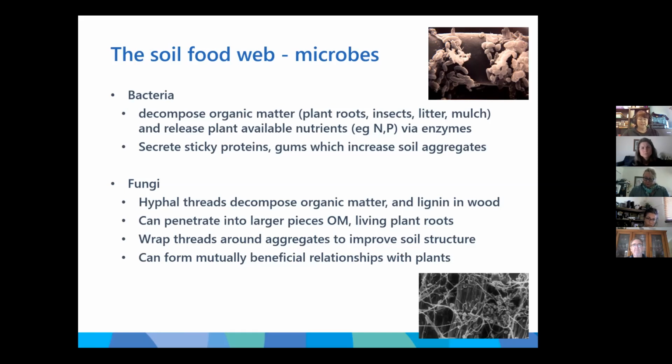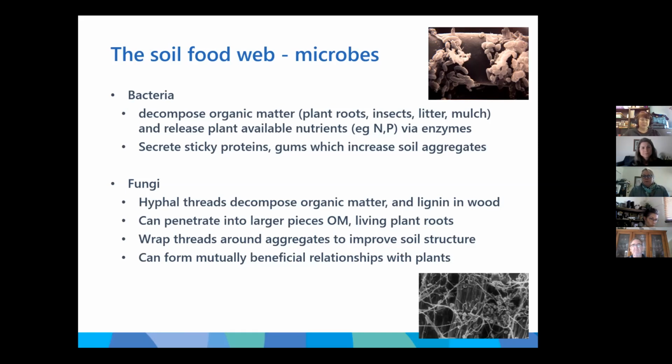They can penetrate into all the large pieces of organic matter and also living plant roots. They wrap their threads around these aggregates, and that also improves soil structure. These are groups of soil particles stuck together with organic matter and bacteria, and the threads wrapping around them protect them from breaking apart when they get wet.